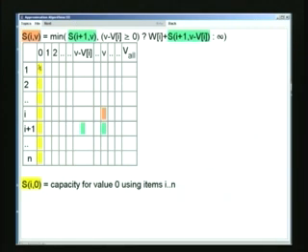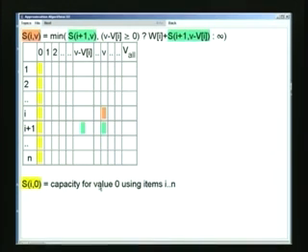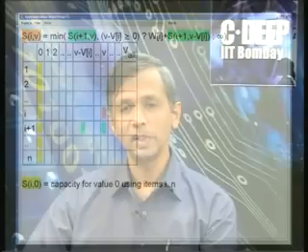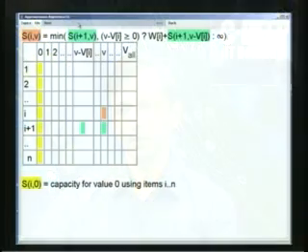Well, let's interpret what these entries are. So this entry in general is going to be Si0 for different values of i. And let me remind you what Si0 is. Si0 is the capacity, the minimum capacity needed to get a value of 0 using items i through n. That doesn't seem too difficult, does it? We just want to get a value of 0. So what is the minimum capacity we need? Well, trivially the answer is 0 capacity.